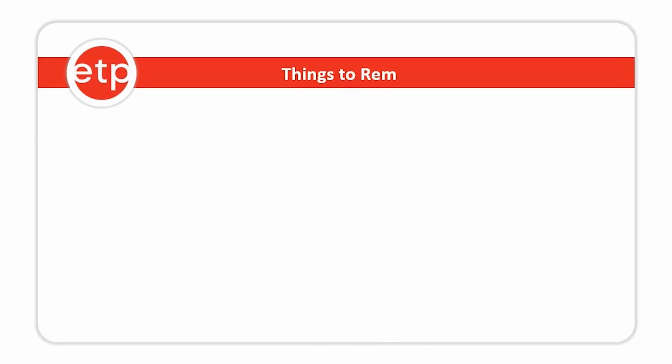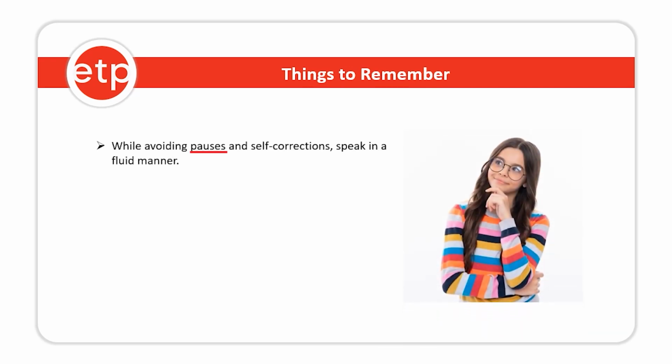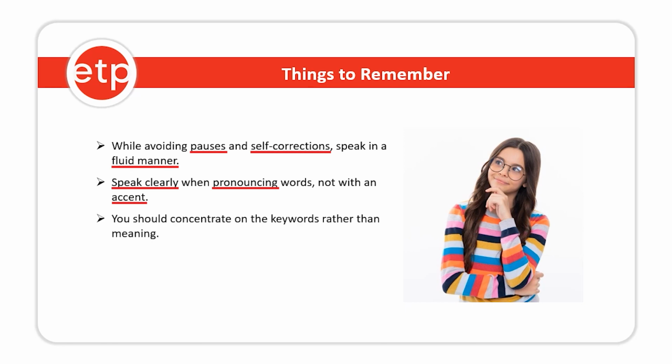Now, let's talk about the different things one should always keep in mind while performing the task. First, you have to avoid any kind of pauses and self-corrections and try speaking in a fluent way. You have to always speak clearly whenever pronouncing different kinds of words. Also, do not follow any accent, rather try speaking in a natural way. You have to focus and concentrate more on the keywords rather than the meaning.